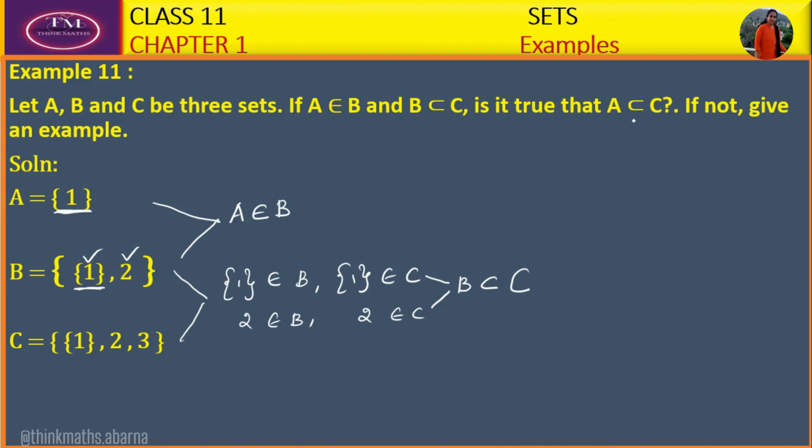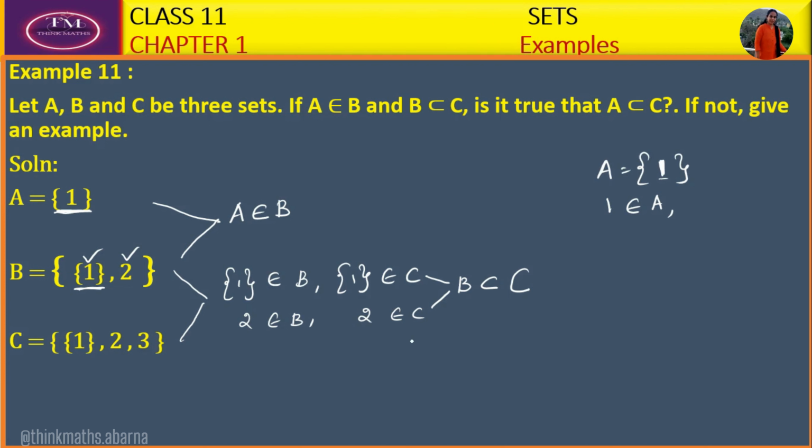Okay. So what is A? A has the element 1. So A is nothing but the set of all 1. So the element 1 belongs to A. Is the element 1 in C? No, it is not in C. That is, the set of all 1 is in C, not just 1.